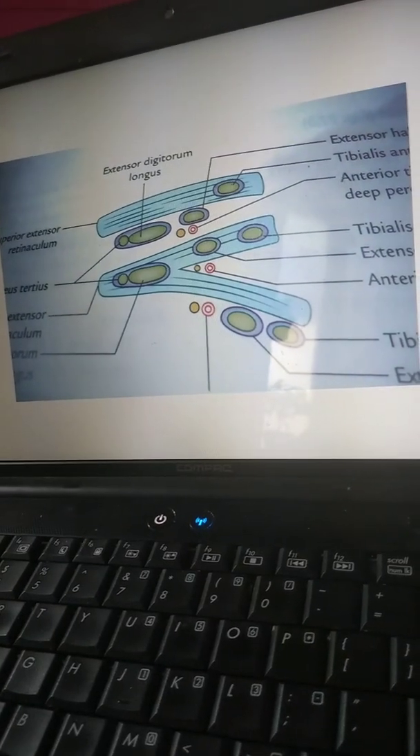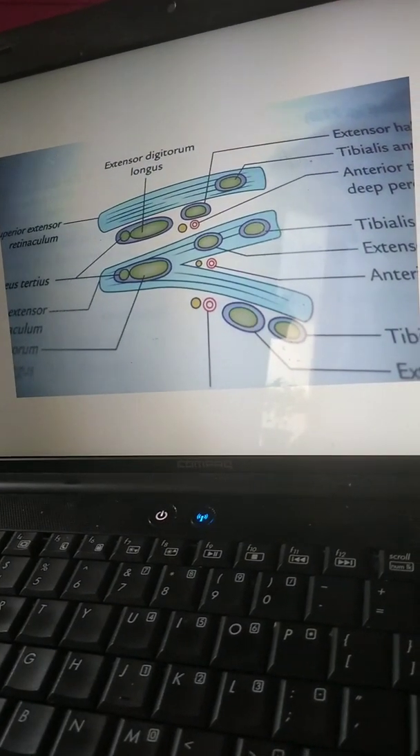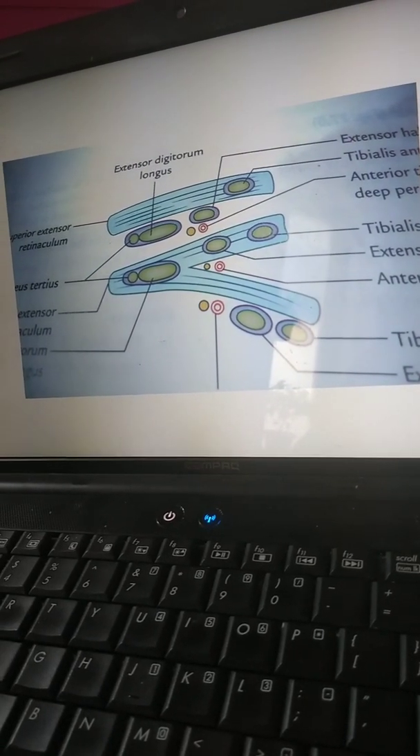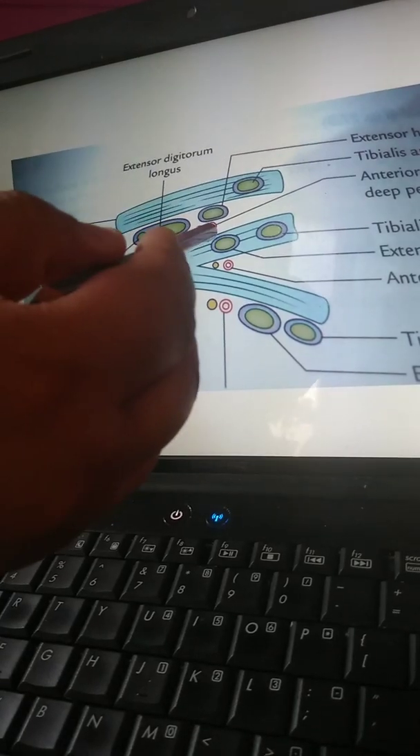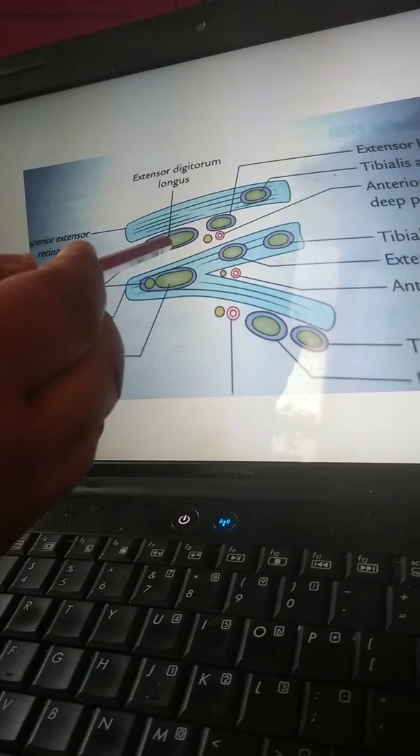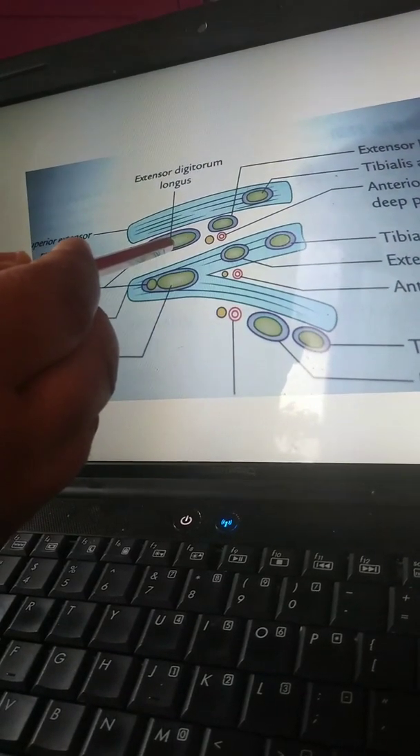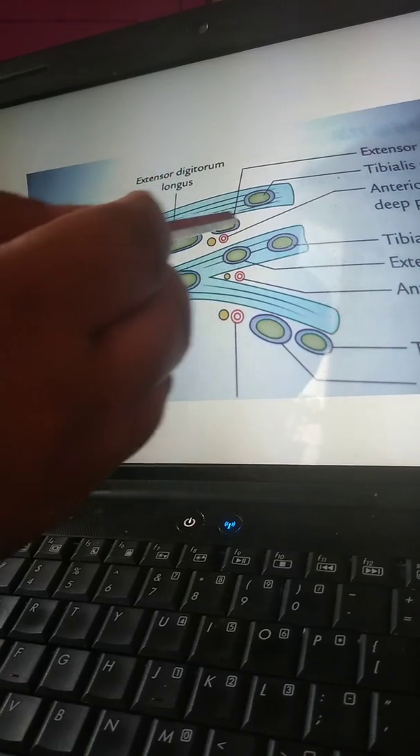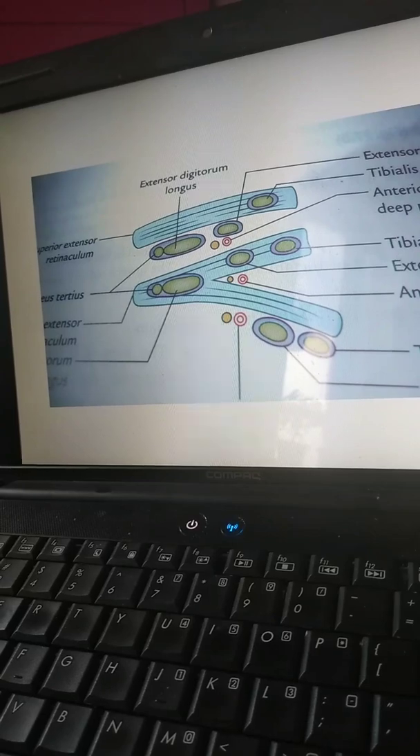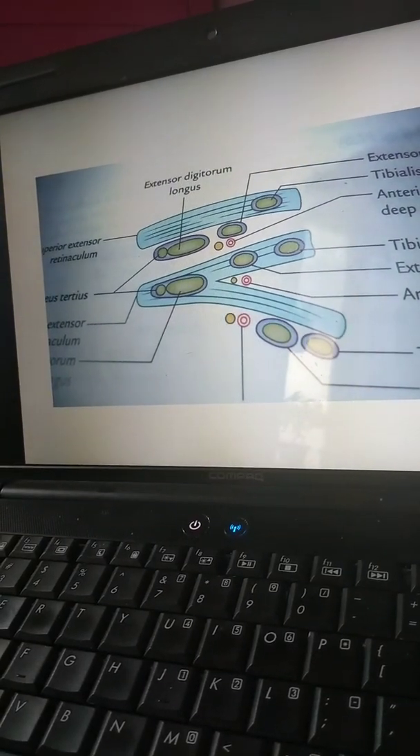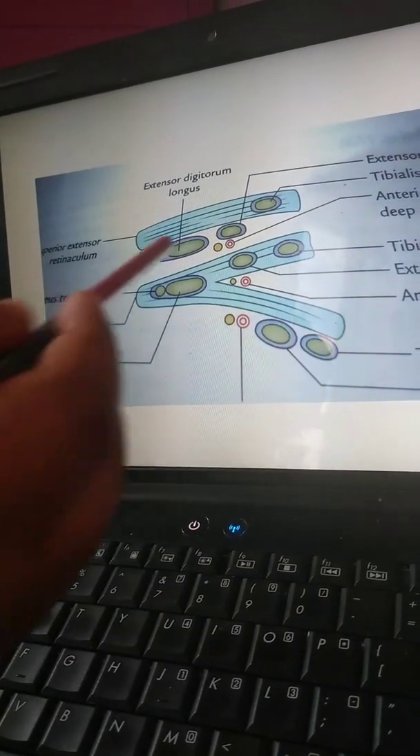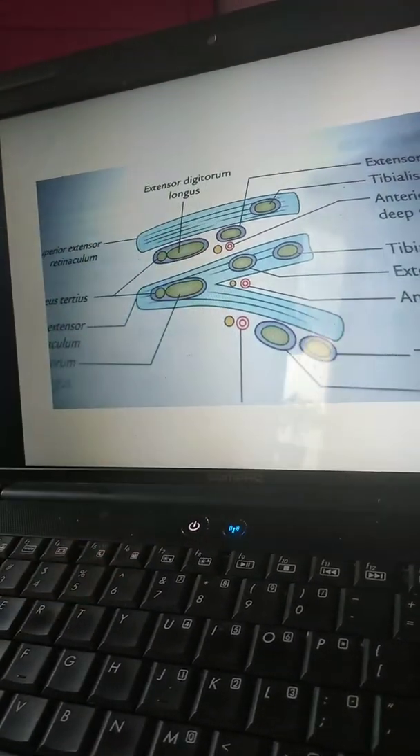The other structures of the anterior compartment, that is the extensor hallucis longus, deep peroneal nerve, anterior tibial artery, extensor digitorum longus, and peroneus tertius, pass deep to the superior extensor retinaculum. Tendons of these muscles are not surrounded by synovial sheaths, and the deep peroneal nerve and anterior tibial artery lie deep to the tendon of extensor hallucis longus.